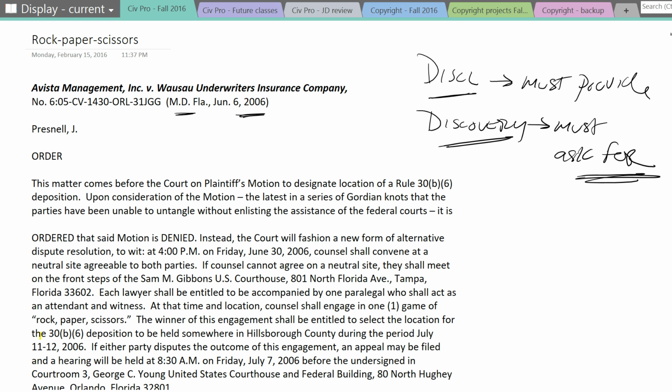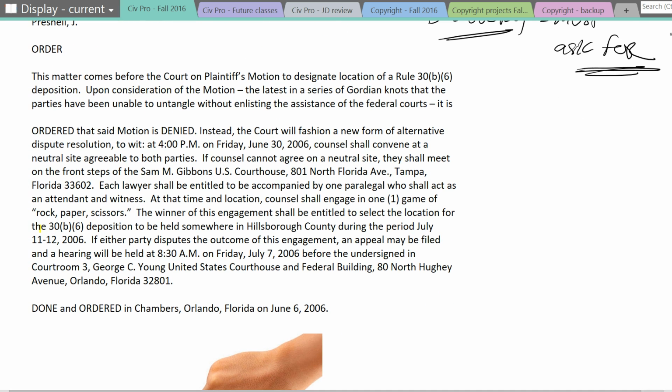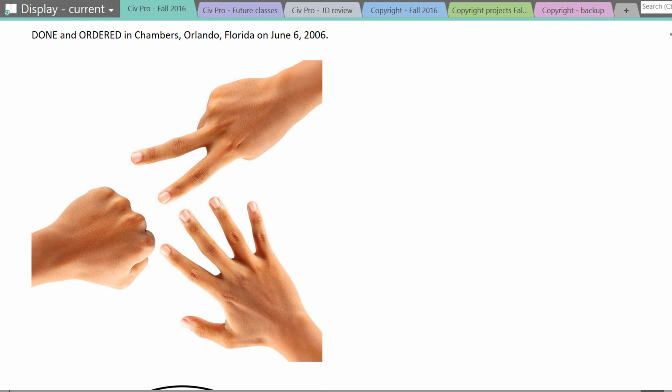Well, courts hate dealing with discovery disputes, and here's one example. The court was so disgusted at the counsel's inability to resolve a discovery dispute that in the end, the court said to resolve the discovery dispute, the lawyers had to get together, have a paralegal, to play a game between counsel of rock, paper, and scissors, and the winner of the engagement was entitled to select the location for a deposition. So that seems kind of silly, but here the court, of course, was trying to express its disdain for the parties not being able to get along.